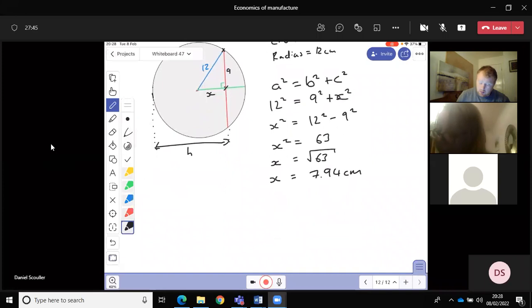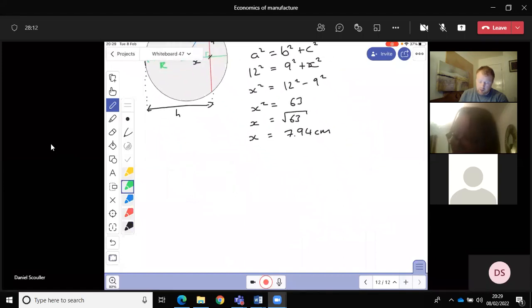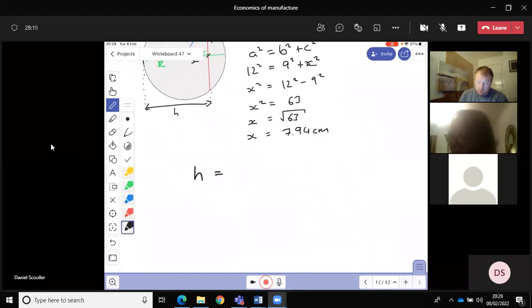Okay, that's not us finished. We want to work out h. Similar to what we did last time, we're just adding it to the radius. So that x, we're just adding to the radius. So the rest of that distance from the centre to the outside edge, okay, it's just a radius. Okay, so h is equal to our radius, which was 12, plus our 7.94, 19.94.